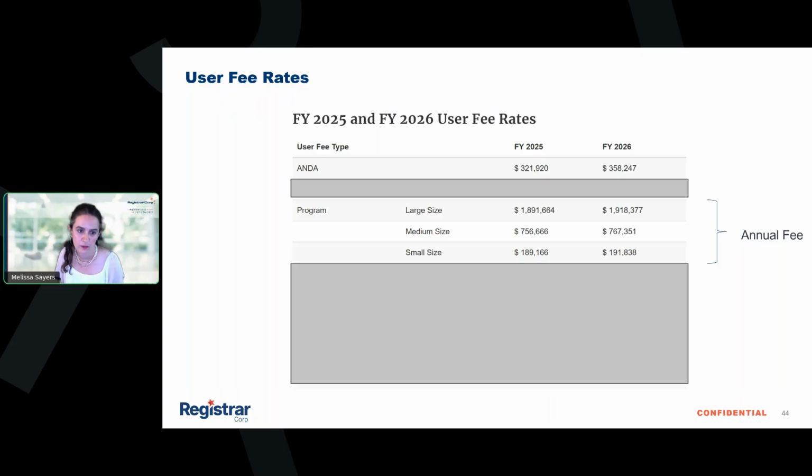So for ANDA holders, they have a one-time fee that they have to pay upon submission, which is around $358,000 starting October 1st. And then an annual fee on top of that. So depending on how many ANDAs a company is anticipating to submit that year, you can budget for that amount and then the respective program fee.